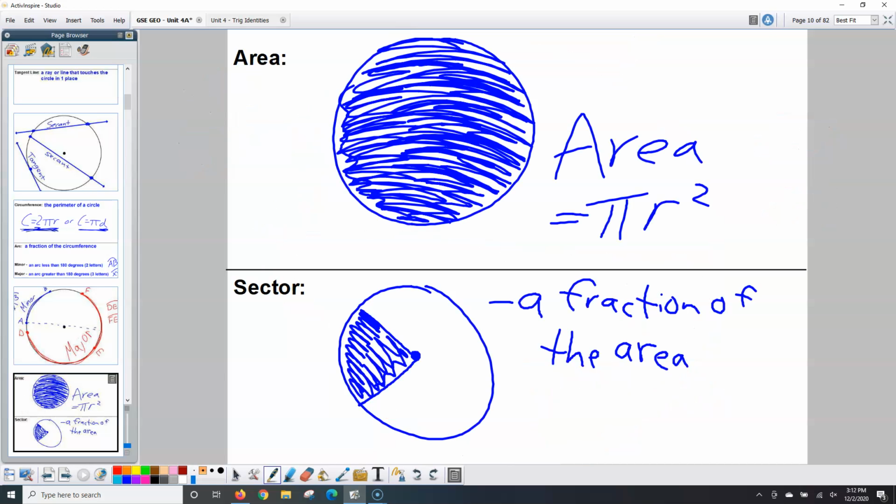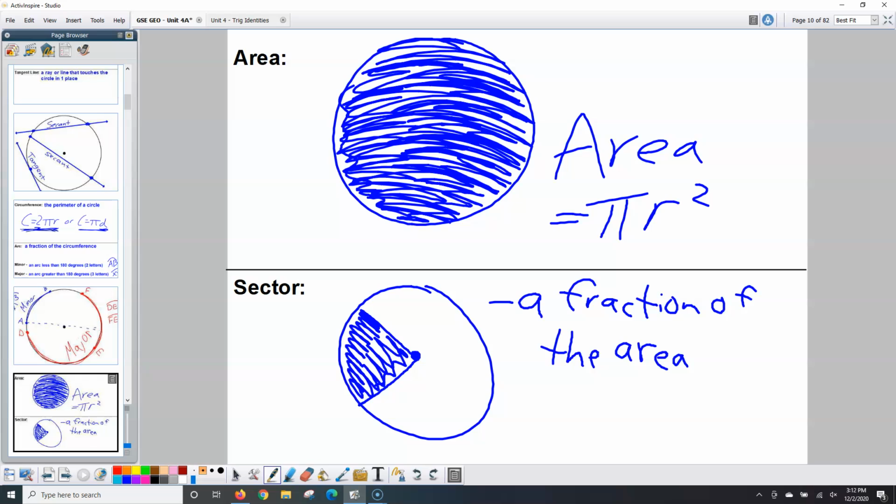Area and sector. We talked about circumference in terms of a pizza. So if circumference is the length of the crust of the pizza, then area would be all the cheese, all the toppings, all the sauce, all the stuff in between. So area, people talk about square feet or square inches or square miles. That's what we're talking about here. Your formula for area is pi r squared. You've talked about that before in middle school.